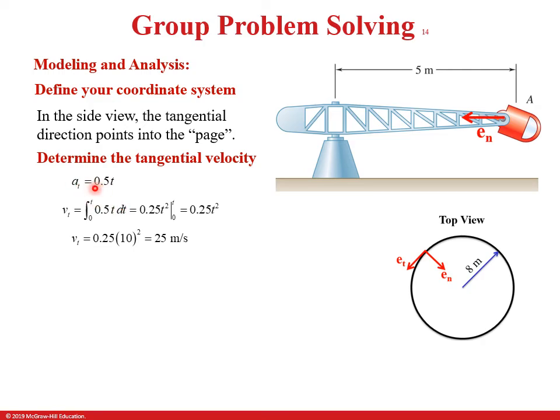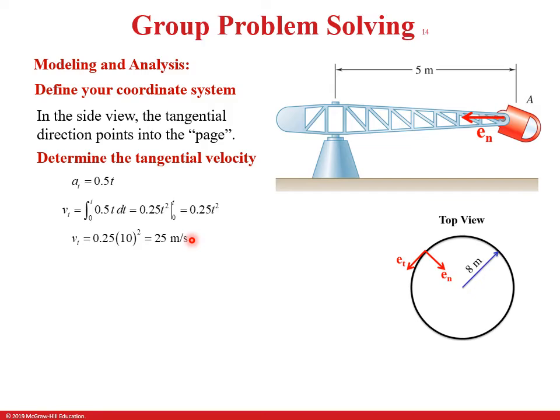a sub t equals 0.5t. Well, we do the integral here. Integrate it from 0 to t, 0.5t dt. You take the integral of that, you get t squared, divided by 2. So 0.25 t squared. And then we do that from 0 to 10, right? So yeah, 0.25 times 10 squared, you get 25 meters per second.